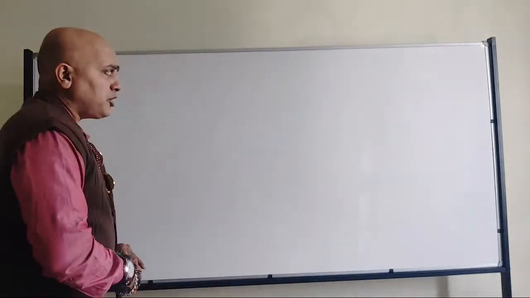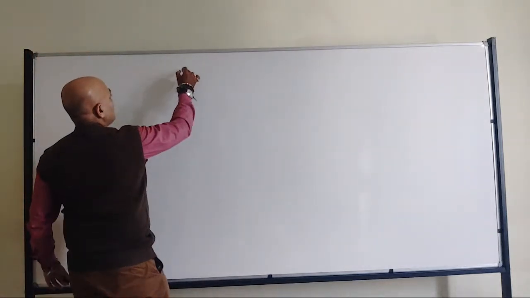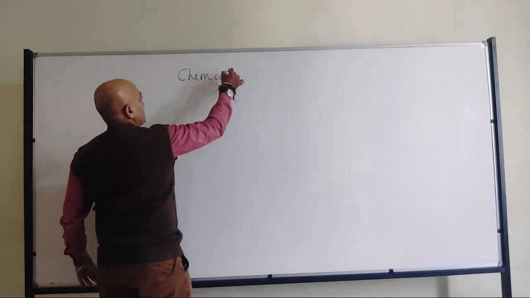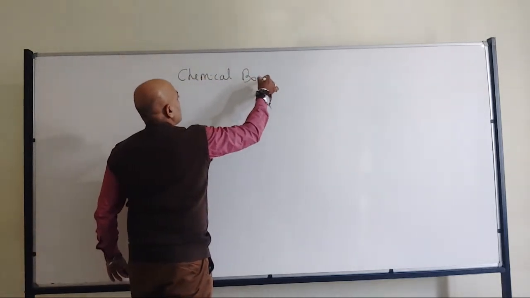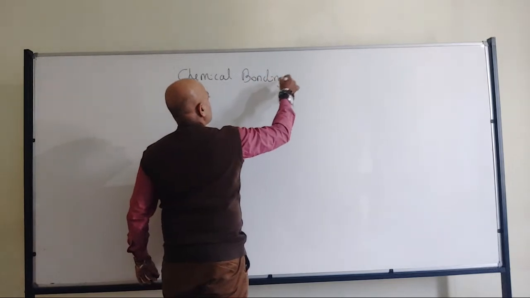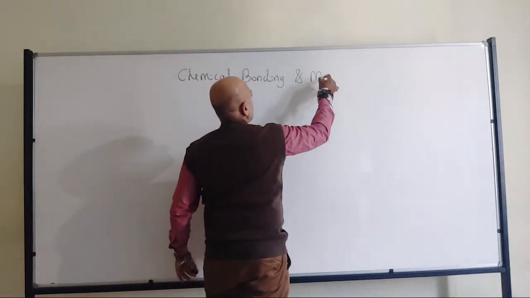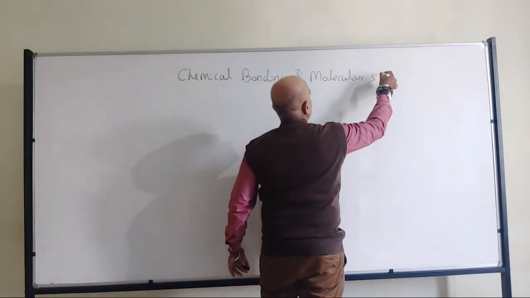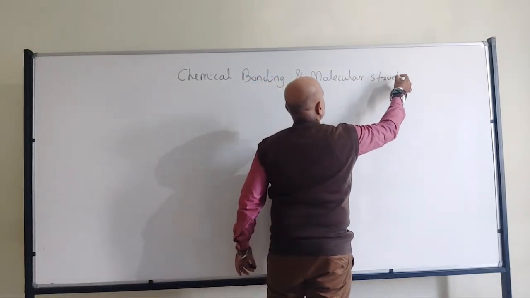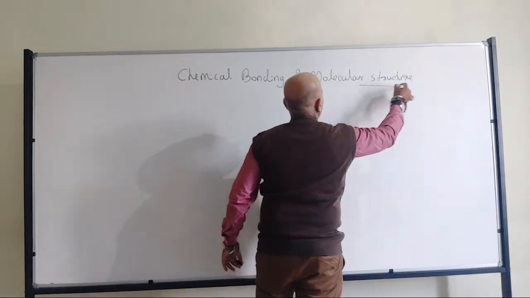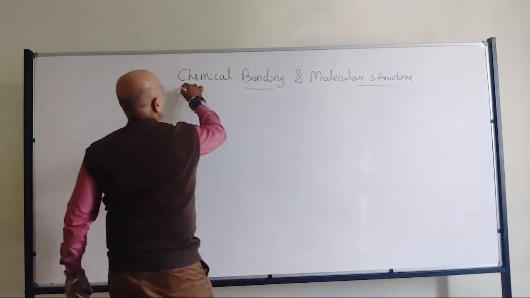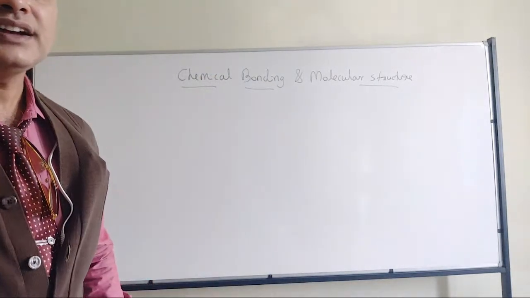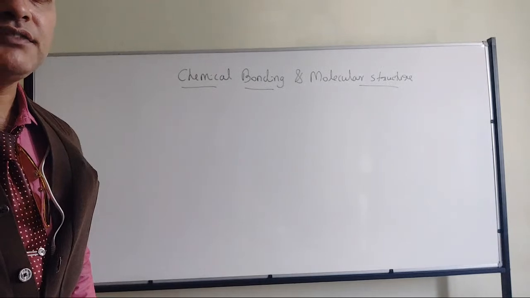Okay. So next topic is called chemical bonding and molecular structure. Very important topic. Chemical bonding and molecular structure. Very important with respect to chemistry. Chemical bonding and molecular structure. Okay, we are done with that one.